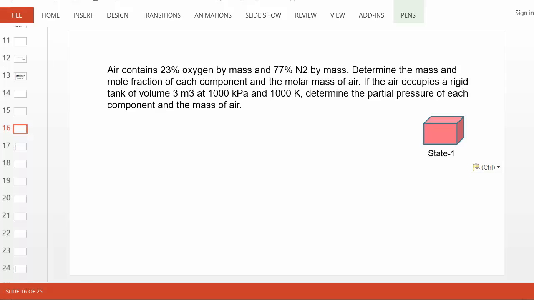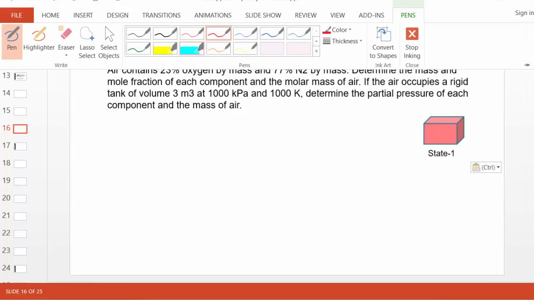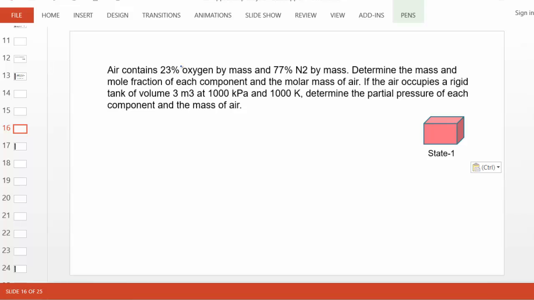Hello. In this problem, air is given as a mixture of oxygen and nitrogen by mass, and we are to determine the mass and mole fraction of each component. Of course, mass fraction is almost obvious. We don't need a TEST step to evaluate that.